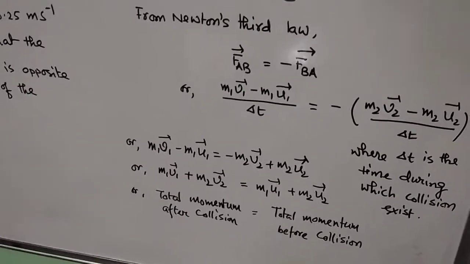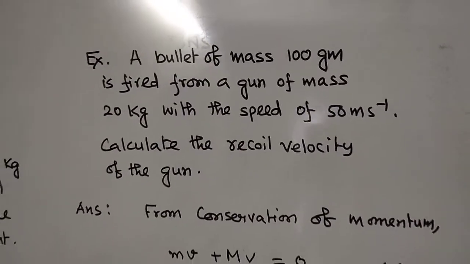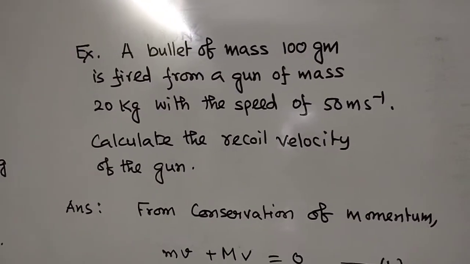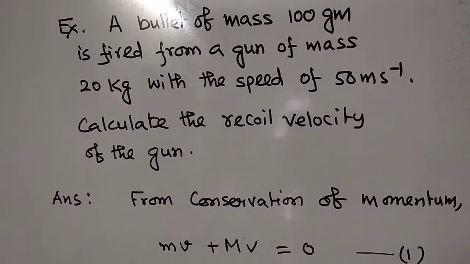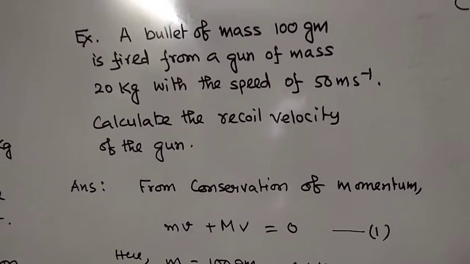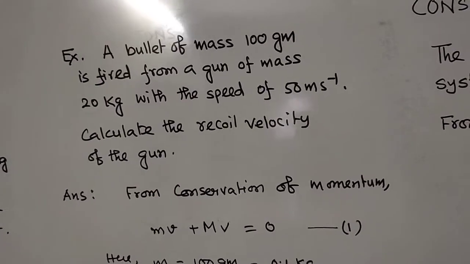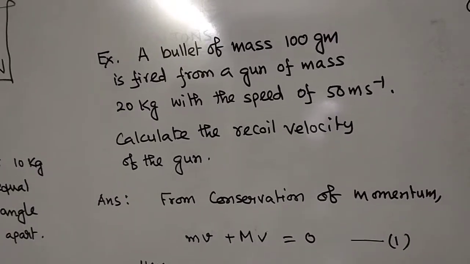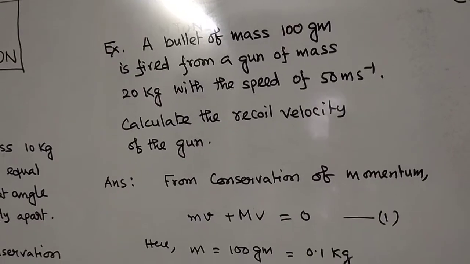Now let me try to apply this one in some application, that is in numericals. Now the first numerical says that a bullet of mass 100 gram is fired from a gun of mass 20 kg with a speed of 50 meter per second. Calculate the recoil velocity of the gun. So here we'll consider that before firing the total momentum is 0 because no velocity is there on the system. So after firing there exists momentum.